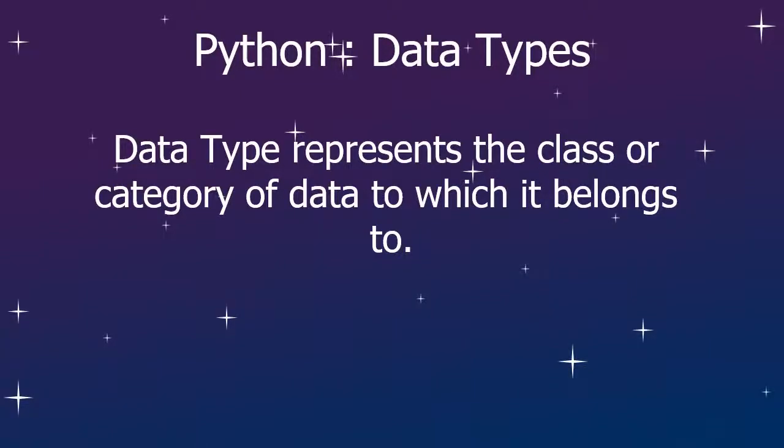So in this video we will understand what is a data type in Python. Basically, if you have data in the real world, then data must belong to a category, and this category is represented by the data type. So we can define data type as something which represents the class or category of data to which the data belongs, right? So what are the different categories which are there in the real world?